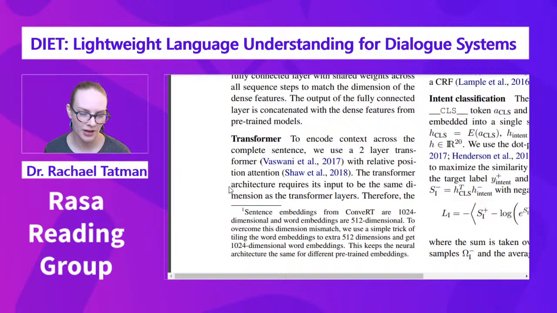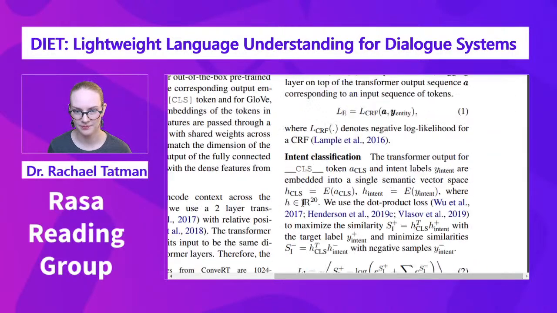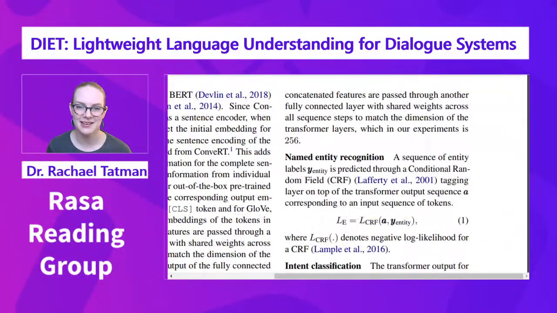The transformer architecture requires its input to be the same dimension as the transformer layers. Therefore, the concatenated features are passed through another fully connected layer with shared weights across all sequence steps to match the dimension of the transformer layers, which in our experiments is 256. So this is just describing how they got everything to be the same size.